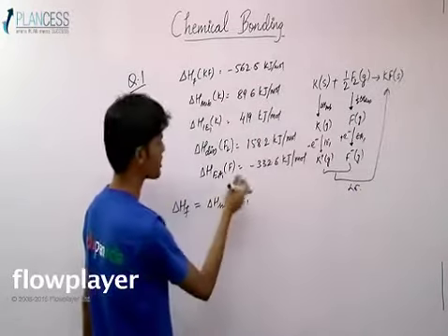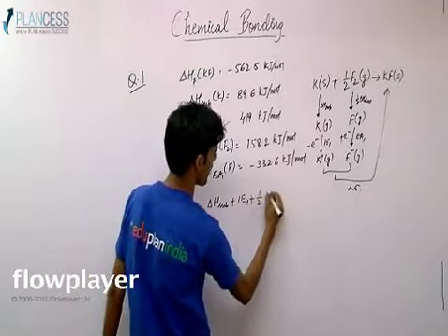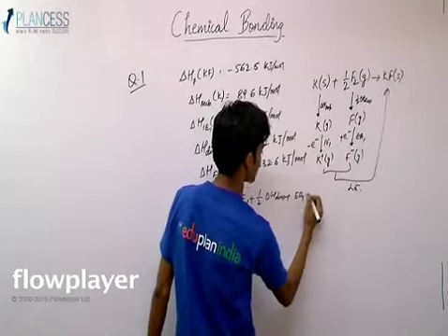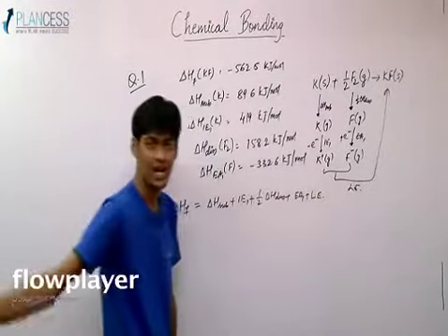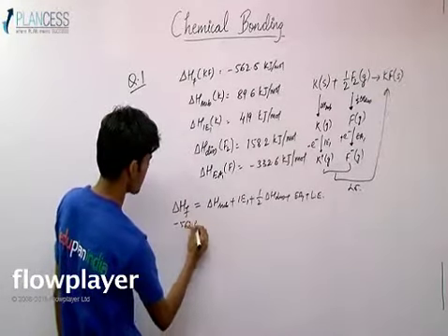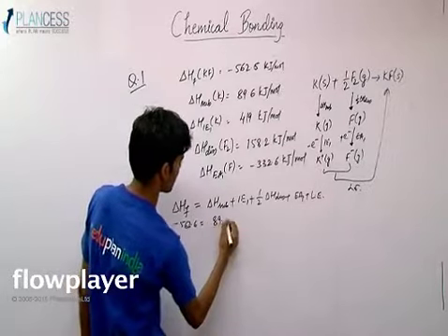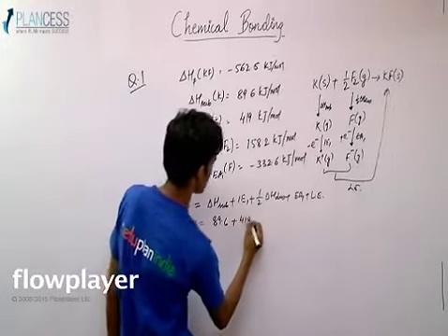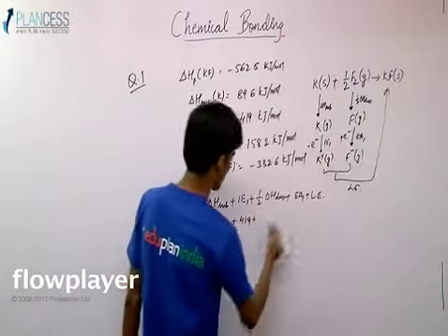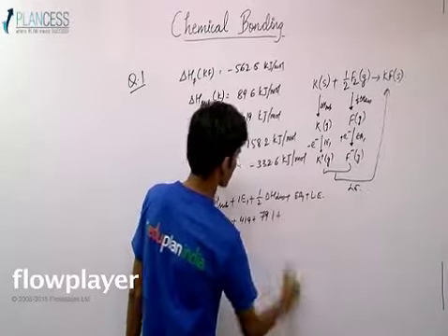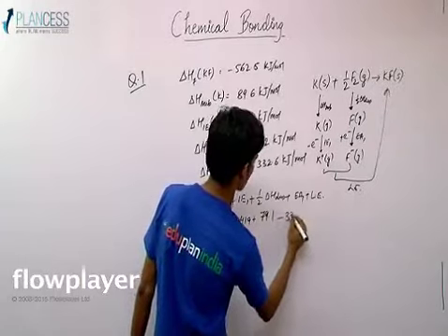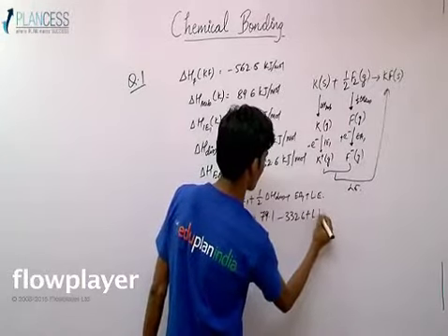So it would be delta H sublimation plus first ionization energy plus half into delta H dissociation plus electron affinity 1 plus lattice enthalpy. So putting in the values, it would be minus 562.5 equals 89.6 plus 419 plus half into 158.2, because we are using only half a mole of fluorine molecule, so it would be 79.1, plus the first electron affinity, which is negative, so I put a negative sign here, minus 332.6, plus the lattice enthalpy.